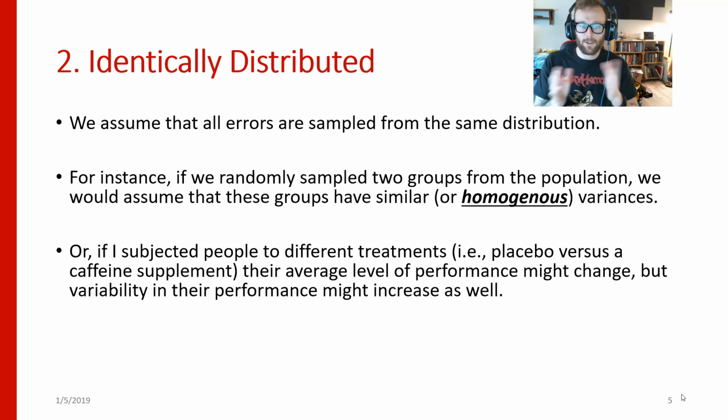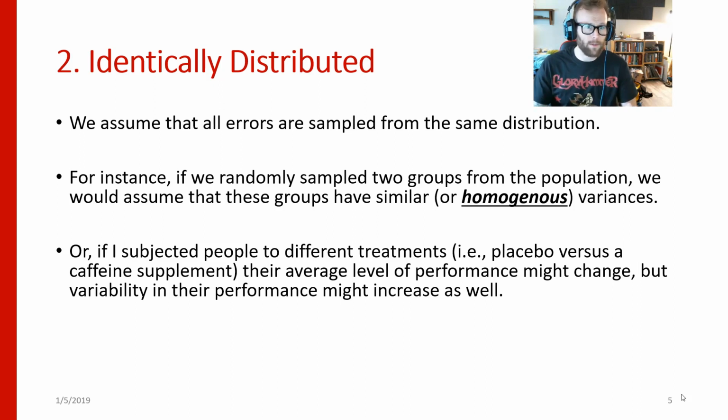Now, if I subject people to different treatments, for instance, I sample from the population, I randomly assign some people to the placebo group, I randomly assign some people to a caffeine supplement, we might expect their average level of performance to change. Let's say caffeine makes you slightly better. However, the caffeine might also alter the variability in your performance. For instance, if it's a perceptual motor task, maybe it makes you a little bit more jittery. So on average, you're aroused, so maybe you do a bit better, but your performance is more variable. So this might create a difference in the variability of the errors between the two groups. In that situation, I might actually see heterogeneity, or a difference in the variance between my two groups. And that's something that we'll often have to control for as well.